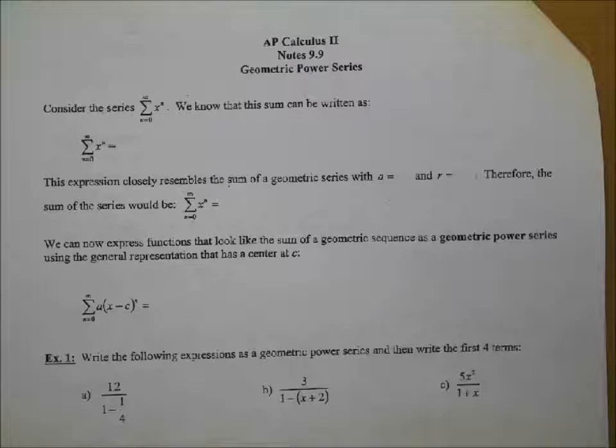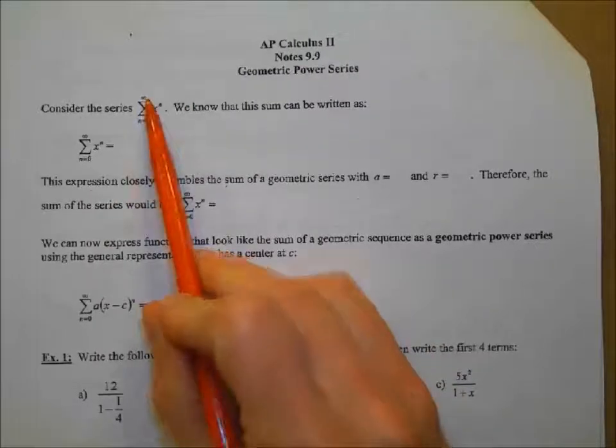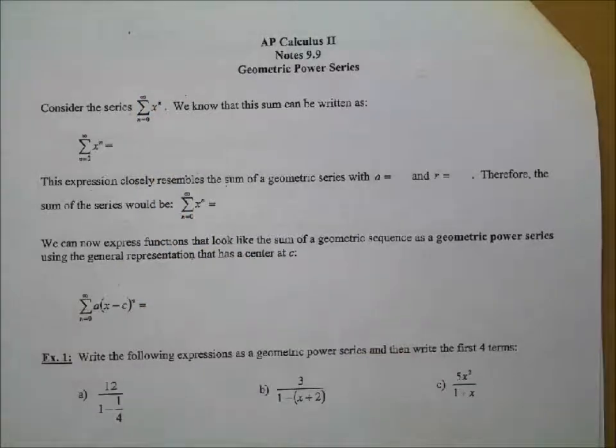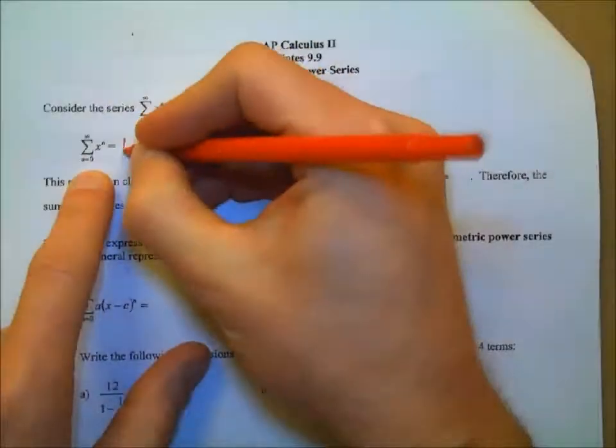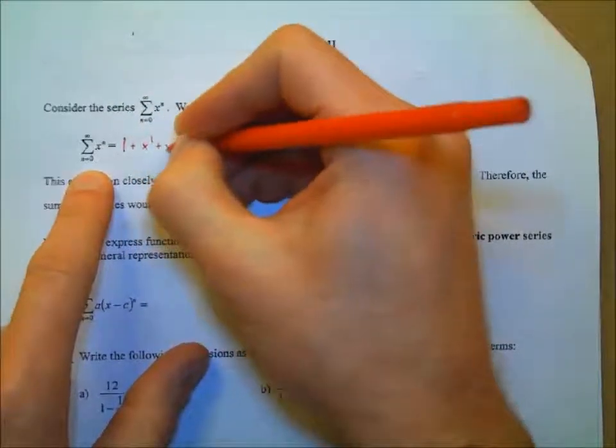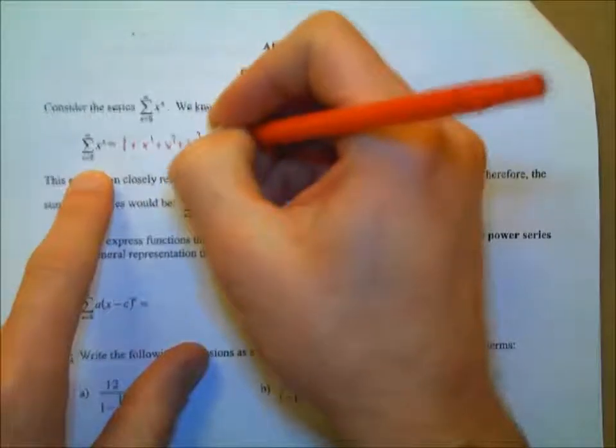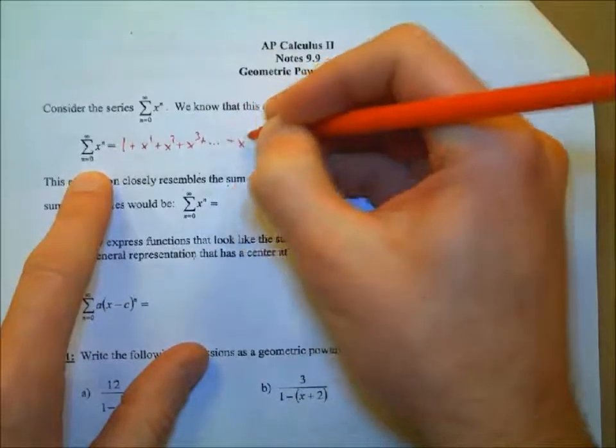Okay. Anyway, so consider the series, the sum from n equals 0 to infinity of x to the n. We know that this sum can be written as, well, we start with n equals 0, so it'd be x to the 0, which is 1, plus x to the 1, plus x to the 2, plus x to the 3, plus all the way up to x to the n.